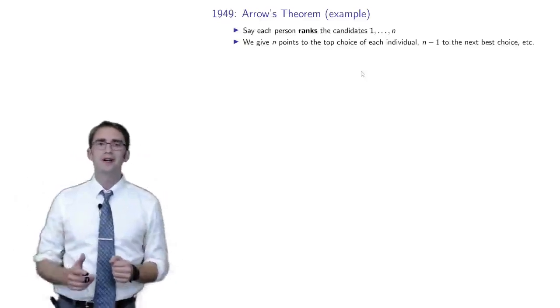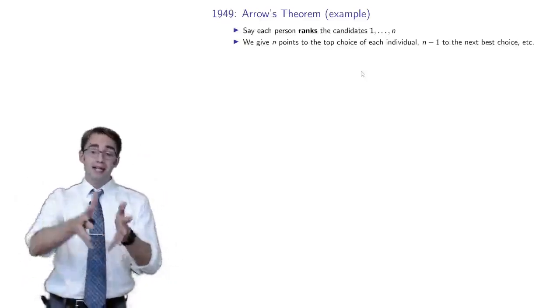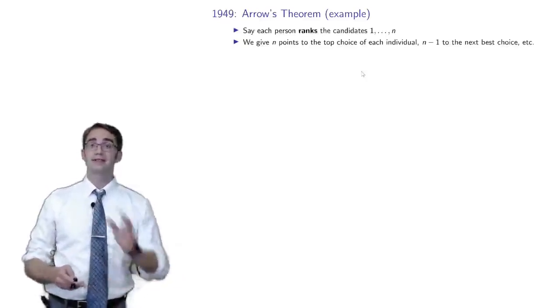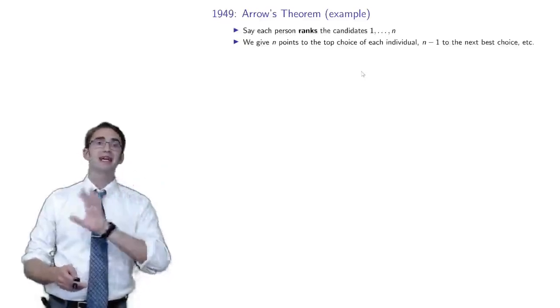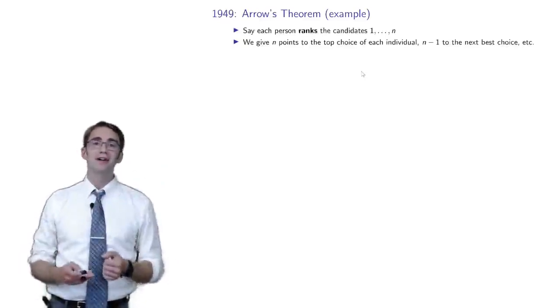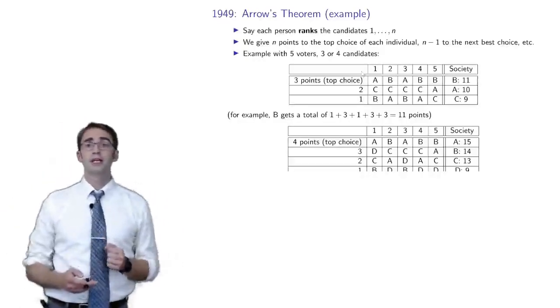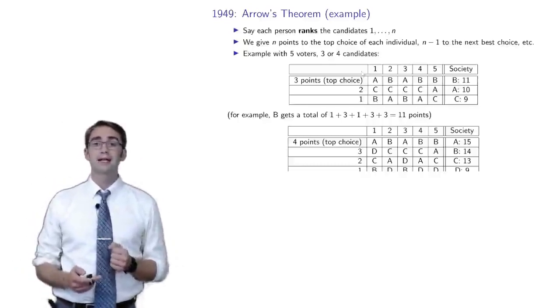Points being some arbitrary mathematical quantity. The second favorite of each person gets n-1 points, and so on and so forth. This is just a scheme I've invented out of nowhere just to give another example of a violation of the independence of irrelevant alternatives. Here's an example where you've got 5 voters and either 3 or 4 candidates.